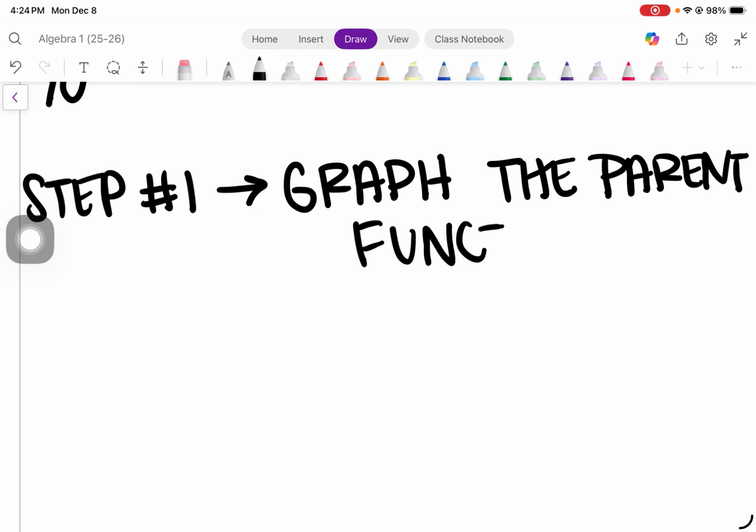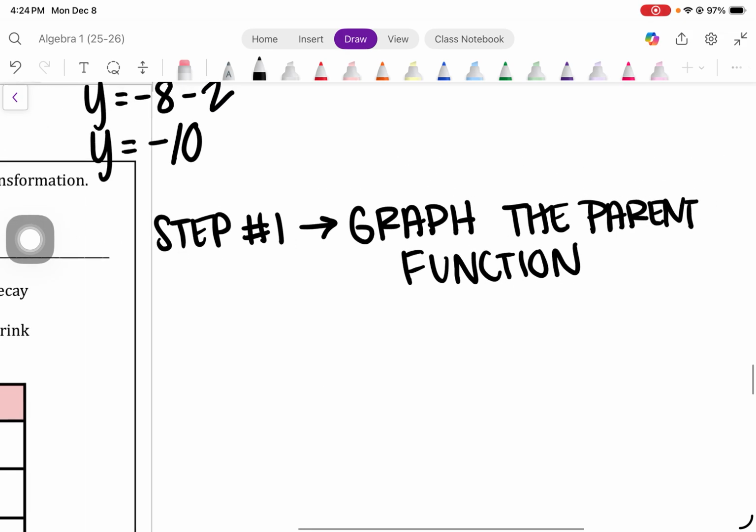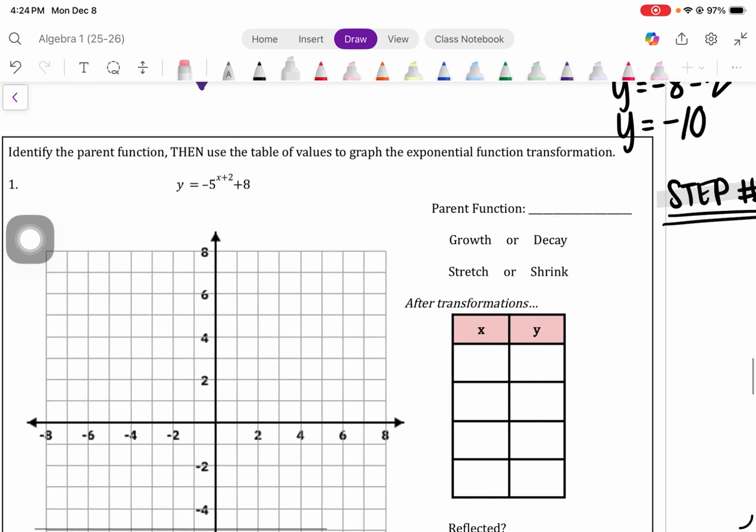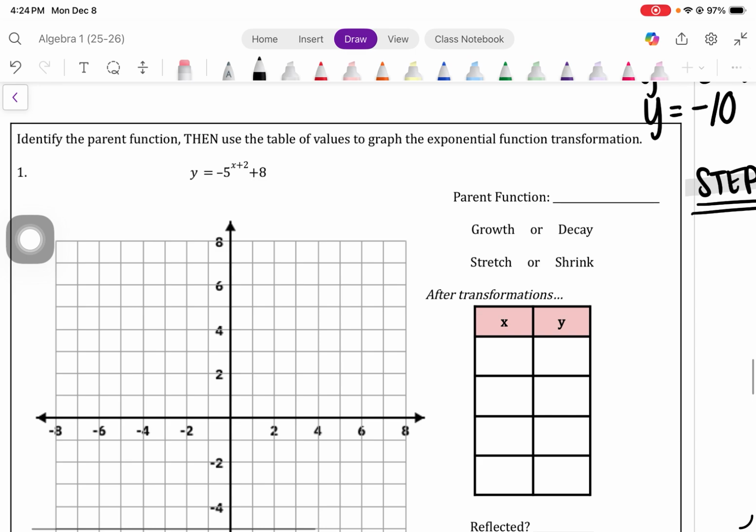That's going to be step number one. Always, always, always, graph that parent function. So let's go back to the graph that we have and let's identify it. Remember, it is just y equals b to the x. So looking at my graph, if I stretch this out, this is -1 times 5 to the x plus 2 plus 8. So my parent function is just that b to the x.